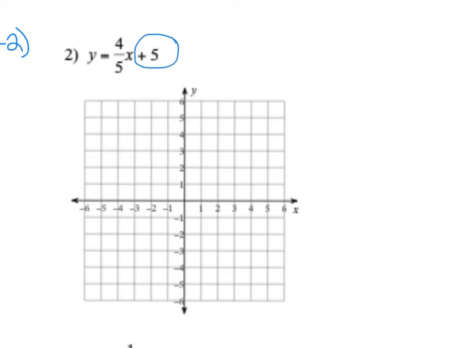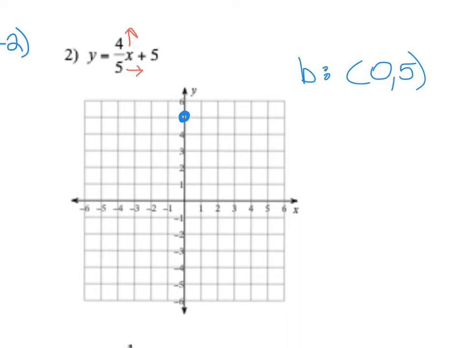And that's plus 5, which is the same as positive 5. So where I begin, I'm going to write this on the side, is at the point 0, 5. And remember that I always begin on my y-axis. So 0, 5 is right here. After I place that first point, I want to look at my slope. Slope is always going to be your number touching your x. And my slope is positive 4 over 5, so I'm going to go up 4 and to the right 5.